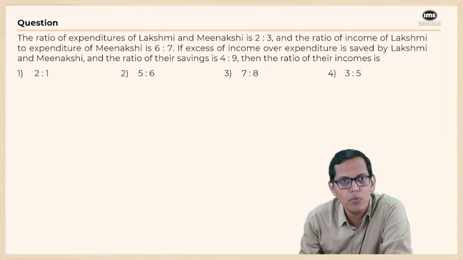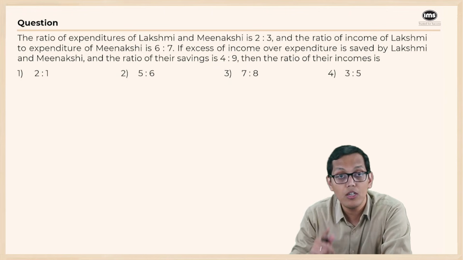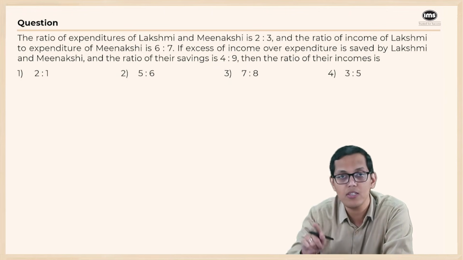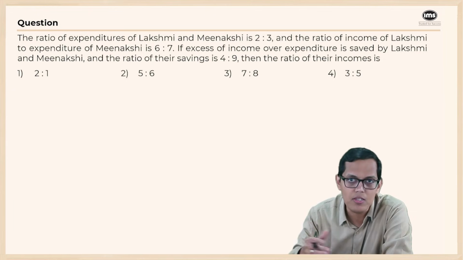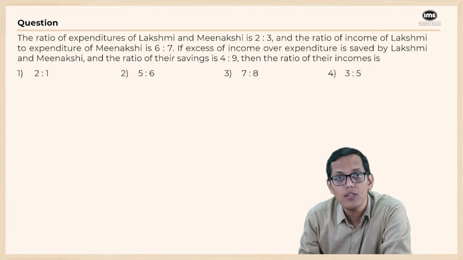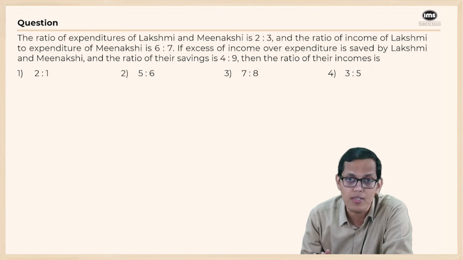The question here talks about the ratio of expenditure and incomes. The ratio of expenditure of Lakshmi and Meenakshi is 2:3. Whereas, very carefully, the ratio of income of Lakshmi to expenditure of Meenakshi is 6:7. If excess income over expenditure is saved by Lakshmi and Meenakshi, and the ratio of savings is 4:9, then the ratio of their incomes is?